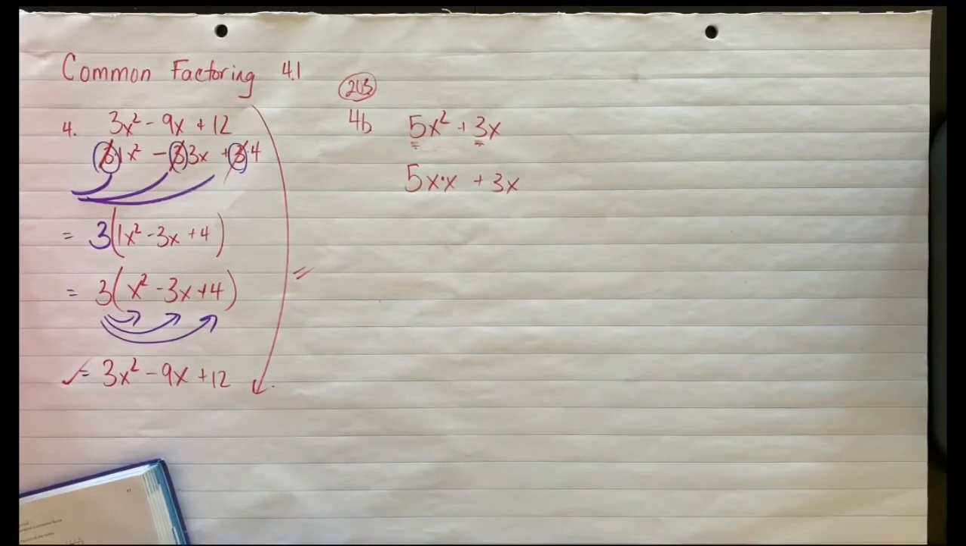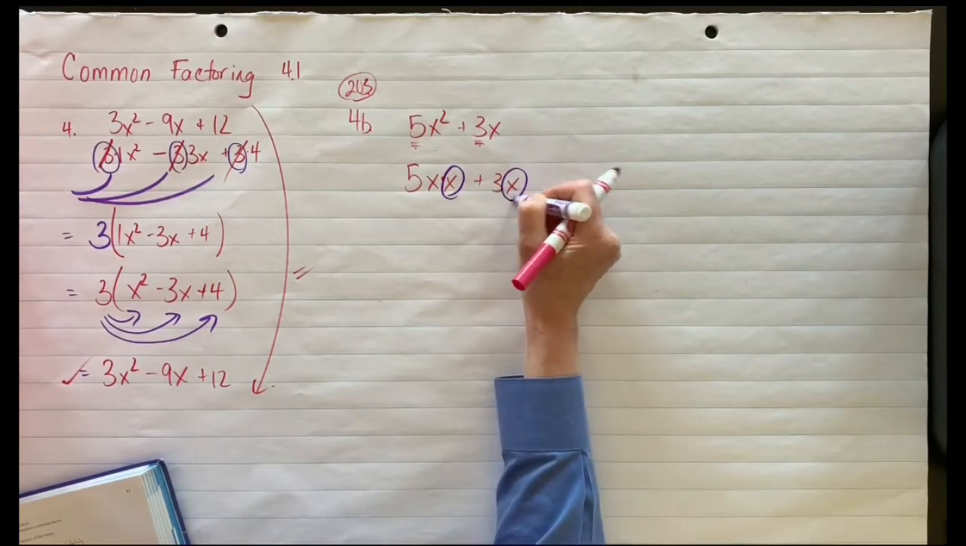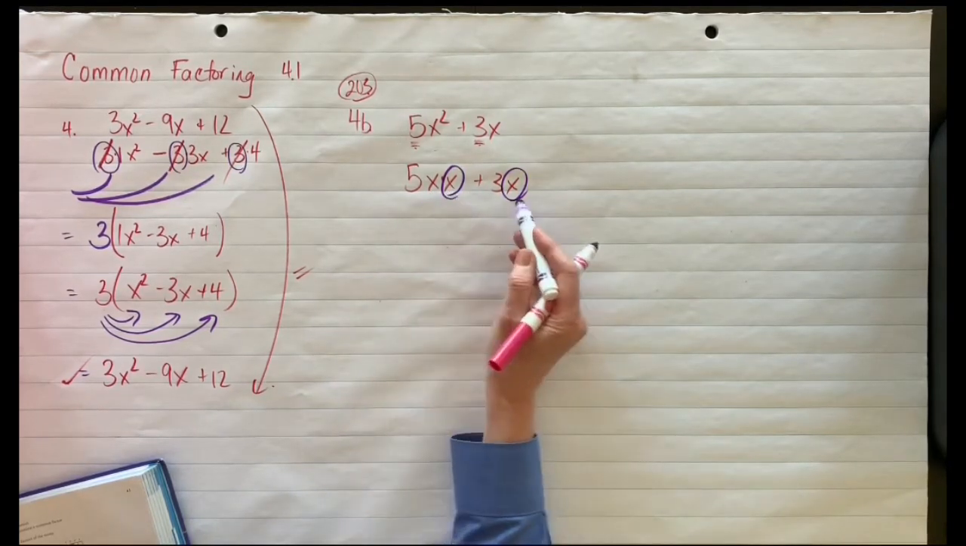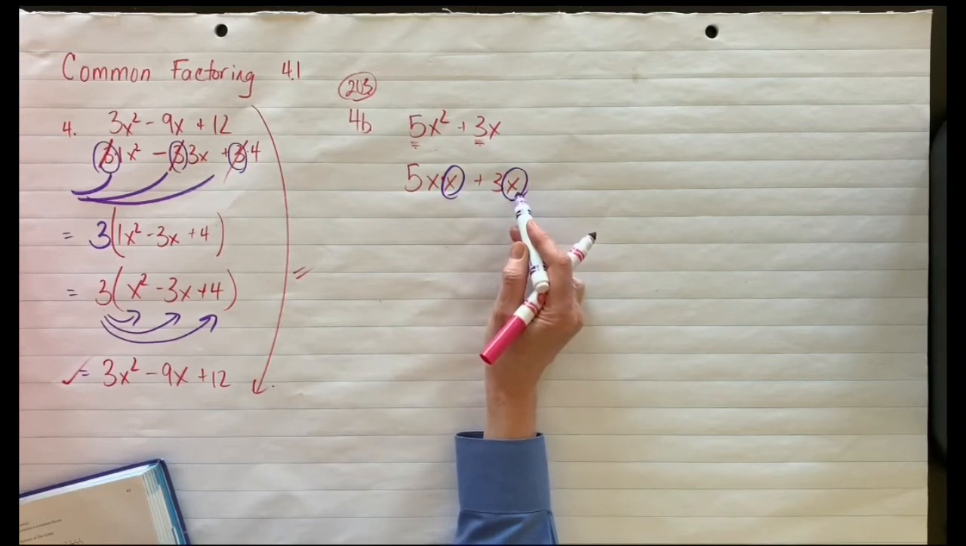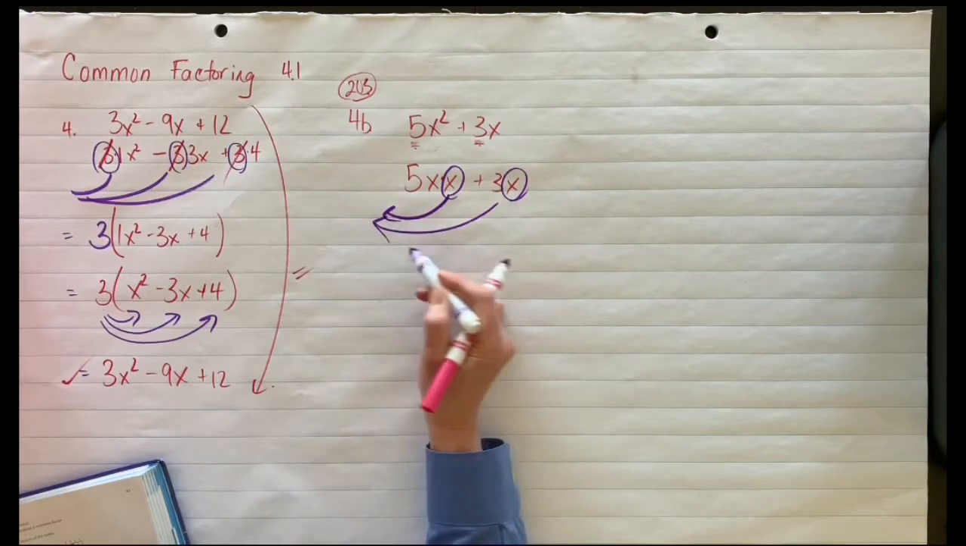And then if I take a look at these two terms, I see the only thing that's common to them is the x. They both have an x. This one has x times x. This only has 1x. So the most I can pull out is the lowest order, or the lowest exponent. So I could pull an x out in front.